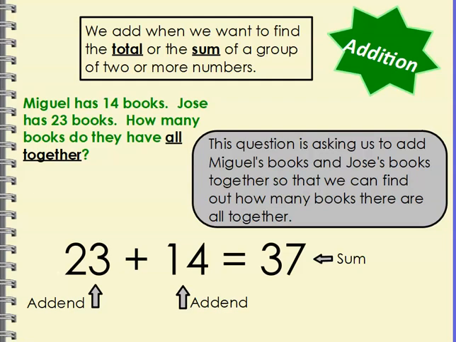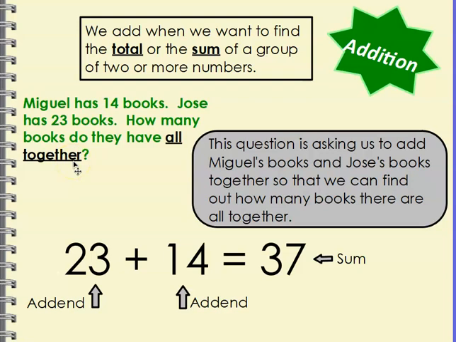So looking at this screen, let's first look. It says we add when we want to find the total or the sum of a group of two or more numbers. So looking at this story problem right here, it says Miguel has 14 books. Jose has 23 books. How many books do they have all together?